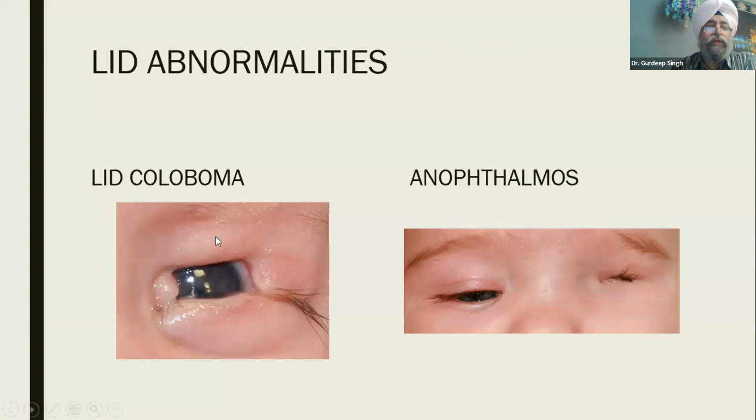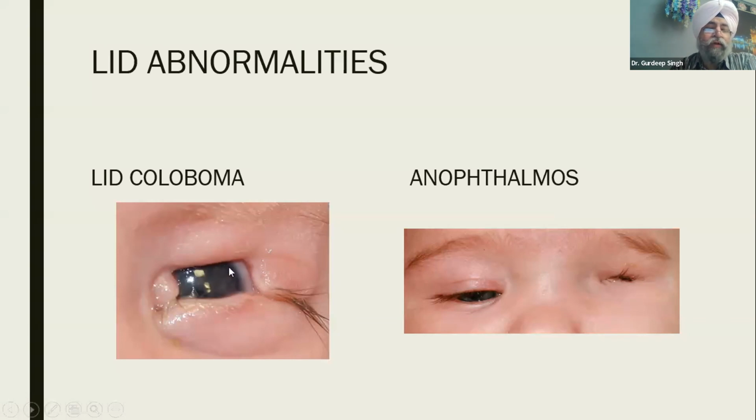Now, coming to the lid, and I'm just talking about the things which need an urgent referral. Now, we can see here a defect in the lid, which we call a coloboma. It can be upper, it can be lower, it can be on both sides. Upper lid colobomas are usually medial, lower lid colobomas are usually lateral. Depending upon what kind of coloboma it is, the more dangerous from our point of view is the upper lid coloboma, and especially one like this.